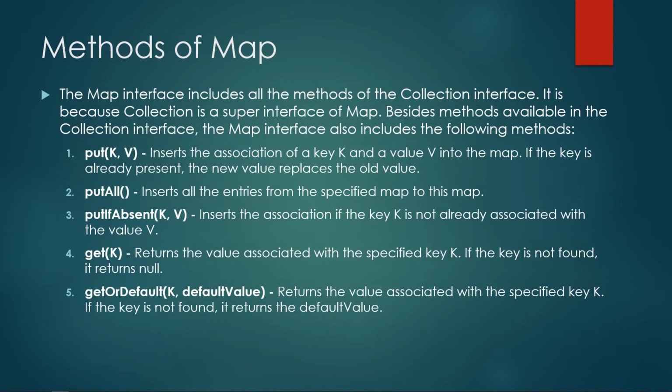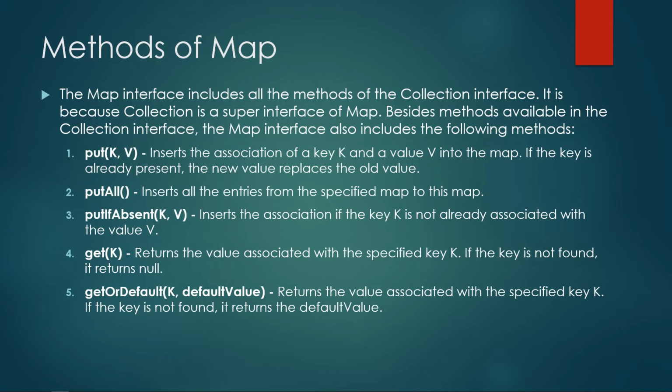The first method is put. So this inserts the association of a key and a value into the map. If the key is already present, the new value replaces the old value. Next we have the put all. This inserts all the entries from the specified map to this map. Next we have put if absent. So this inserts the association if the key k is not already associated with the value v.